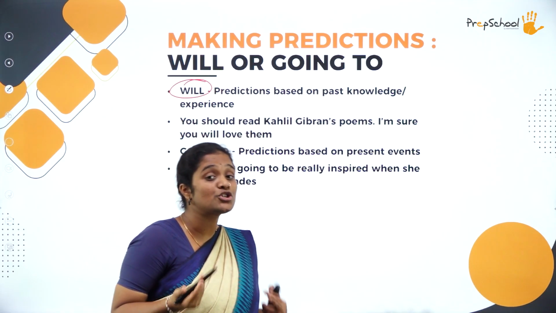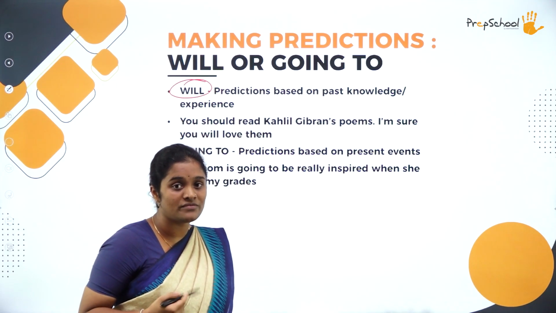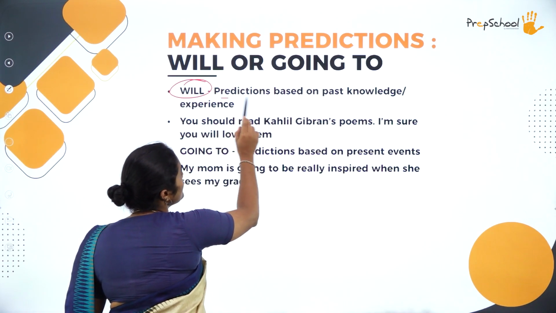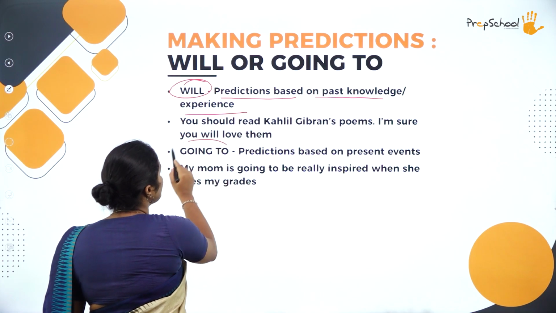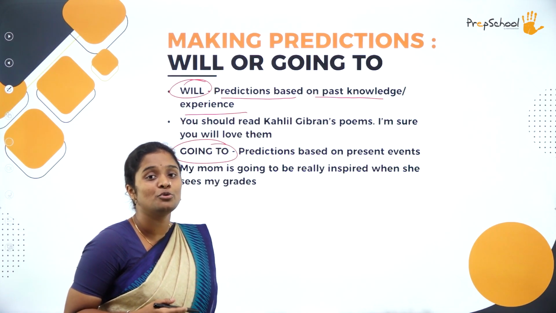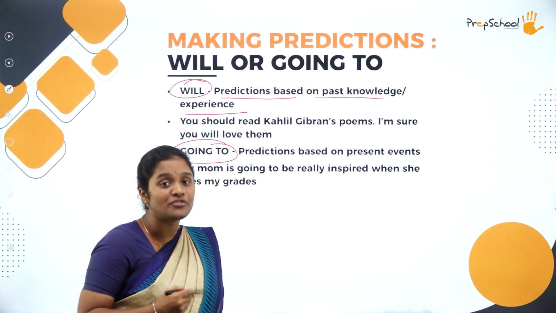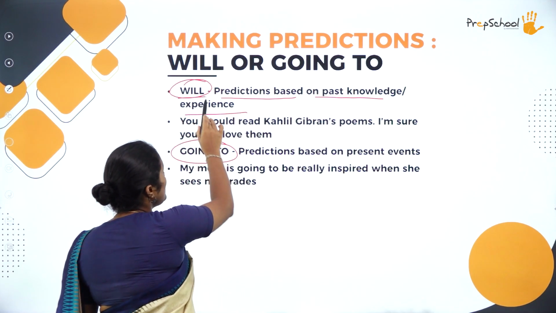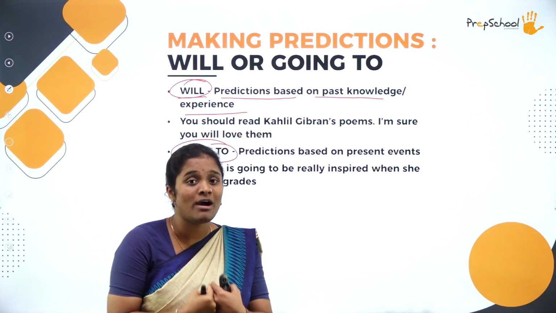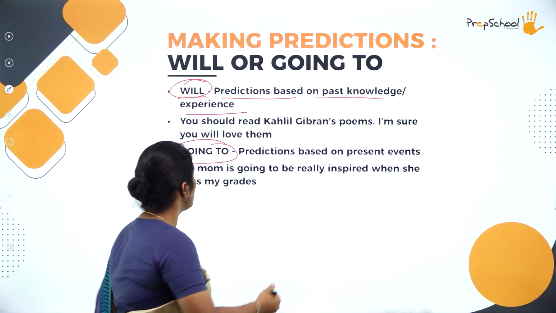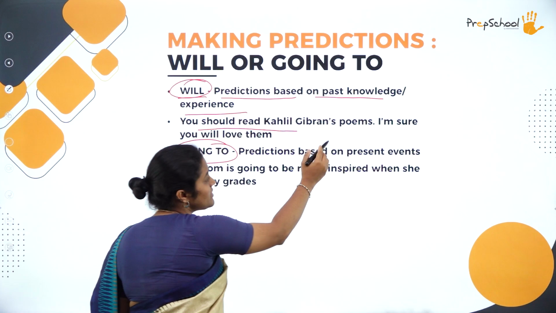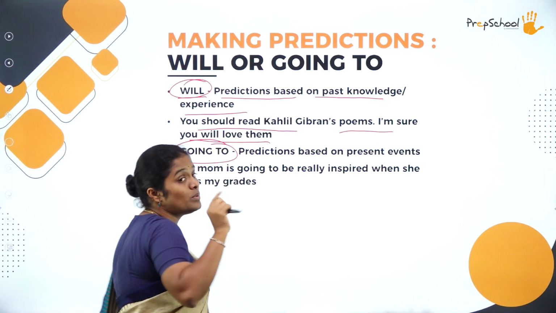There's another additional purpose where you can use "will": when you're making predictions. Predictions based on past knowledge or personal experience. Now, both of them, "going to" and "will", you can use in order to make predictions. But what is the difference? In this one, "will", based on the past experience, you have to make predictions, referring to the past experience, such as, you should read Khalil Gibran's poems. I am sure you will love them.